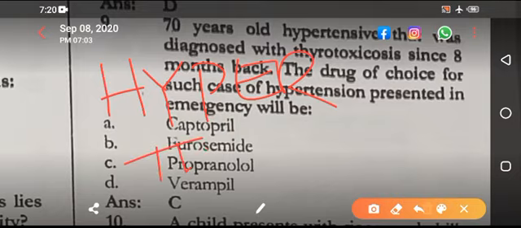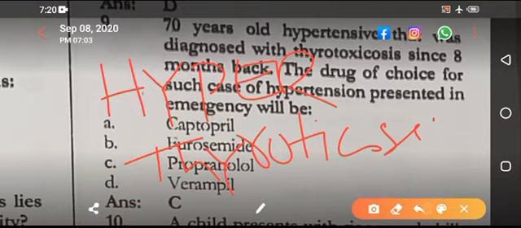In both of these conditions, you are having the biochemical picture of hyperthyroidism. You are having decreased TSH, but increased T3 and T4. In both hyperthyroidism and thyrotoxicosis, you are having increased T3 and T4. But what is the main difference? In thyrotoxicosis, there is endogenous production of T3 and T4.